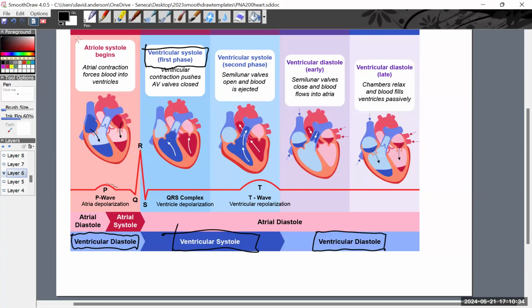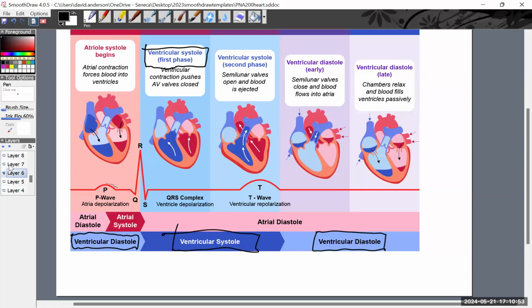Okay, so it's a sequence of events that are driven by contraction and relaxation. And the contraction and relaxation is sequenced by the intrinsic conduction system in our cardiovascular system.